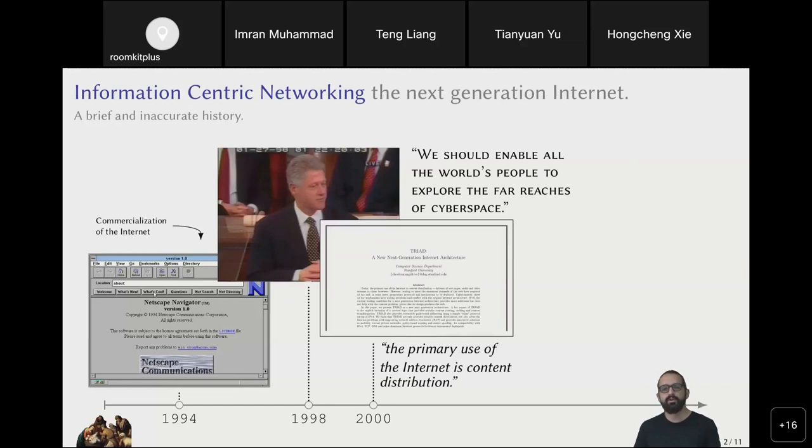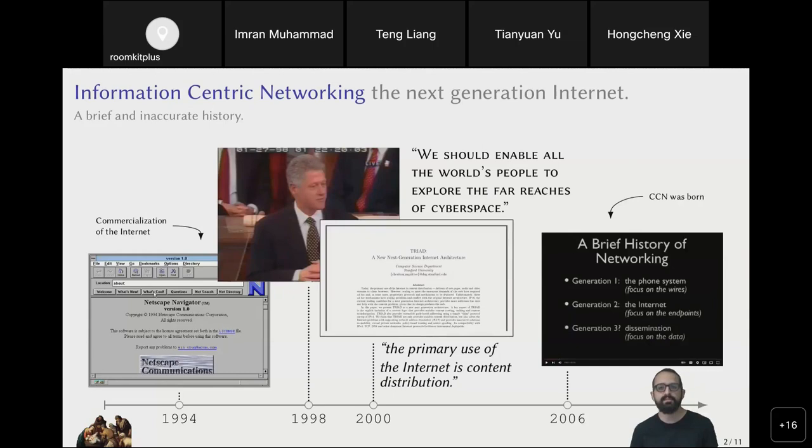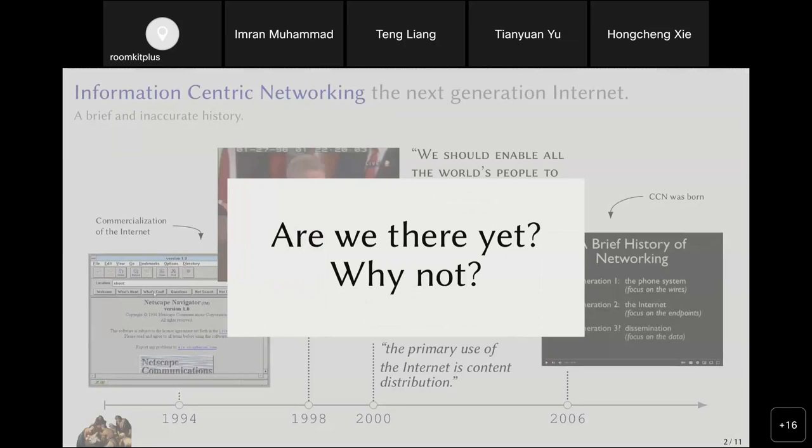Various other projects were also introduced. DONA was introduced. The Internet Indirection Infrastructure was introduced. And finally, in 2006, Van Jacobson proposed CCN in his famous Google talk and put it as the third generation of networking that focuses on dissemination instead of conversation, as he put it, referring to TCP/IP protocols. The question that he had was, is the next generation internet already there? Have we reached that? And if not, why not?